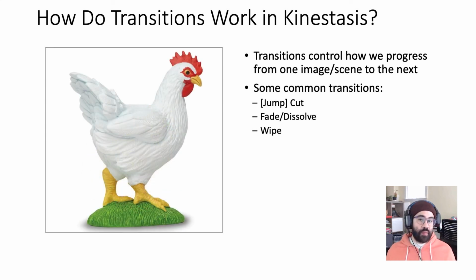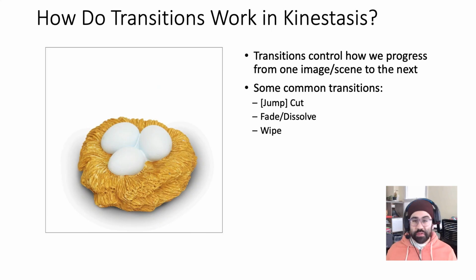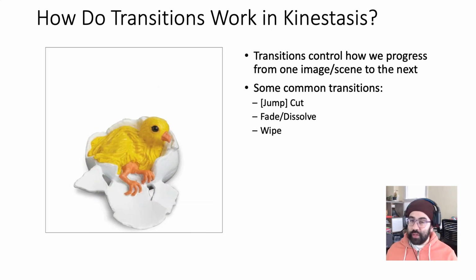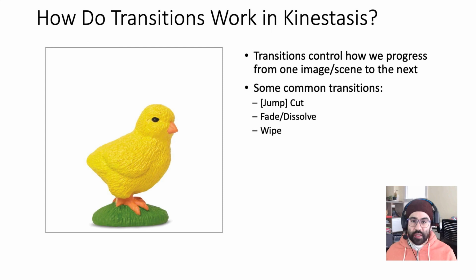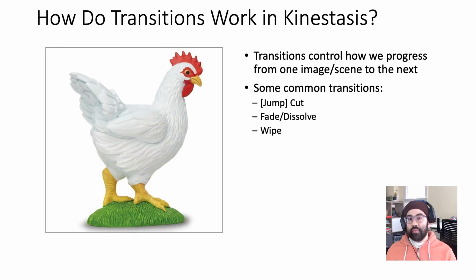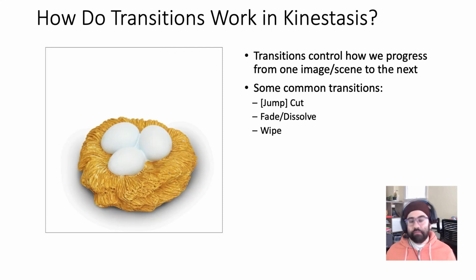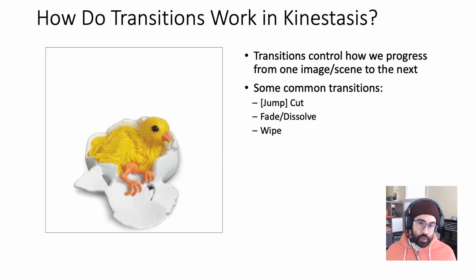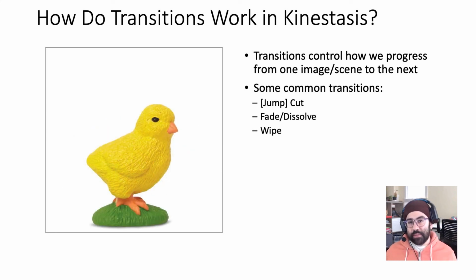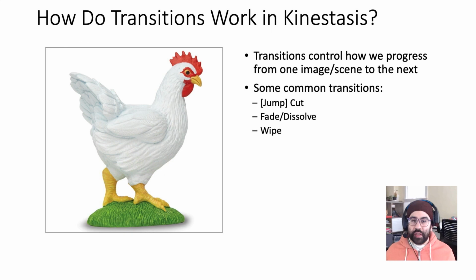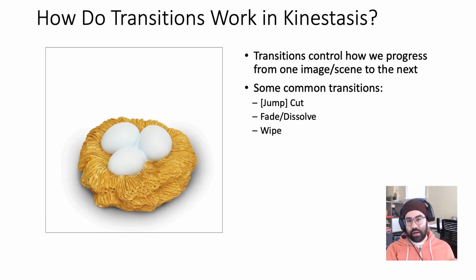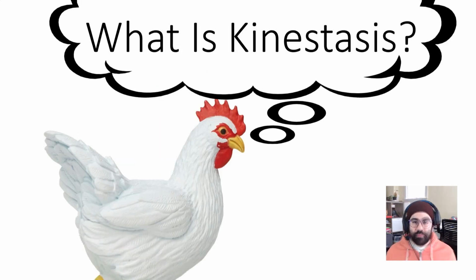We could also think about a fade or a dissolve, and that's what we're seeing here, where for a brief moment, as we transition from one image to the next, we'll see both at the same time with varying levels of opacity. And that could help give more of a feeling of continuity from one image to the next. Another common transition that you'll see is a wipe, where an image slides off to one side or the other. All right, so that's just a little overview of how kinesthesis works.